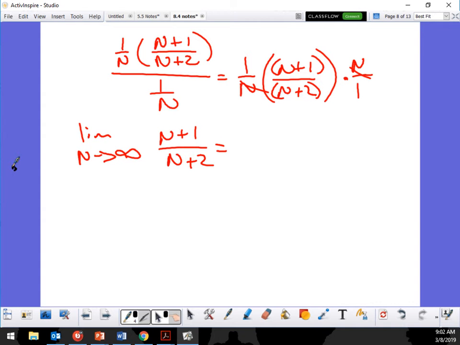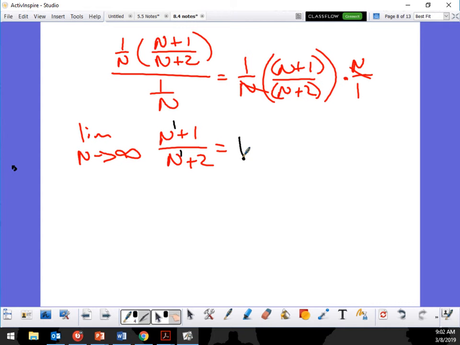So what's the coefficient right here? What are the coefficients? 1. Remember, do they have the same degree? Yes. Same degree, right? So as this is going to infinity, the same degree, my limit would be 1 over 1, so this is going to give me 1.